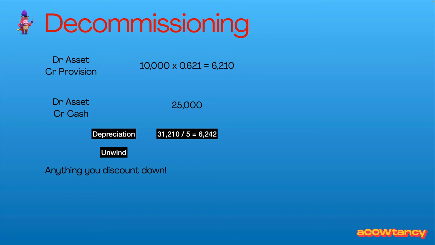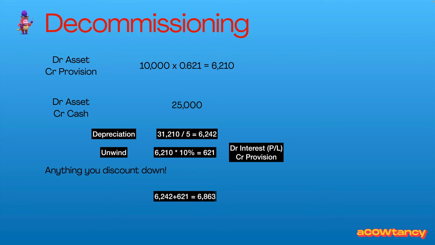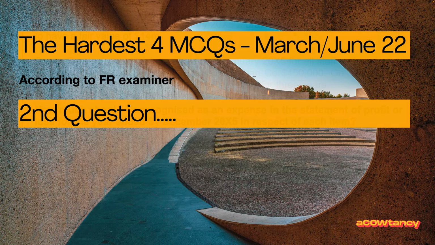So we discounted down this decommissioning provision at 6210. To unwind it, you just times it again by the percentage you discounted it down in the first place at. So 6210, now unwinding, you do that every year, times by 10% equals 621. And the double entry for that, by the way, is debit interest on your P&L, credit provision. So your provision's going to slowly build back up. So your total amount going to the income statement would be your 6242 plus your 621 is 6863. Tricky, but not impossible.